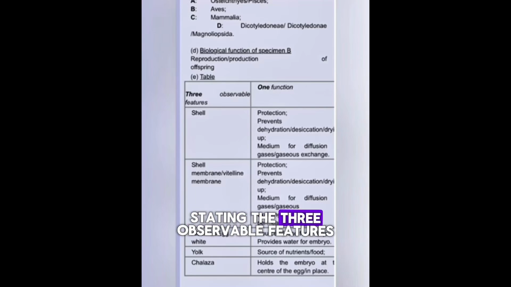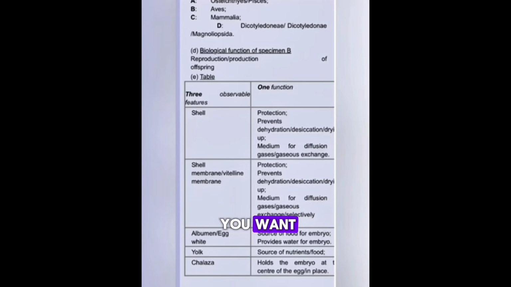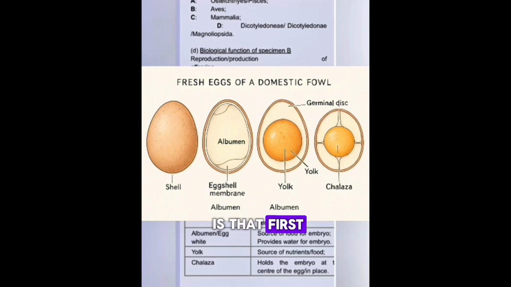Now let's go to stating the three observable features and one function each. You can pick any function that you want, but the observable feature is that first, it has a shell, and it is for protection or to prevent dehydration. Secondly, it has shell membrane, which is for protection, and also a medium for gases and diffusion, from higher to lower concentration. The next one is albumen, the egg white, a source of food for embryos. It provides water for embryos.